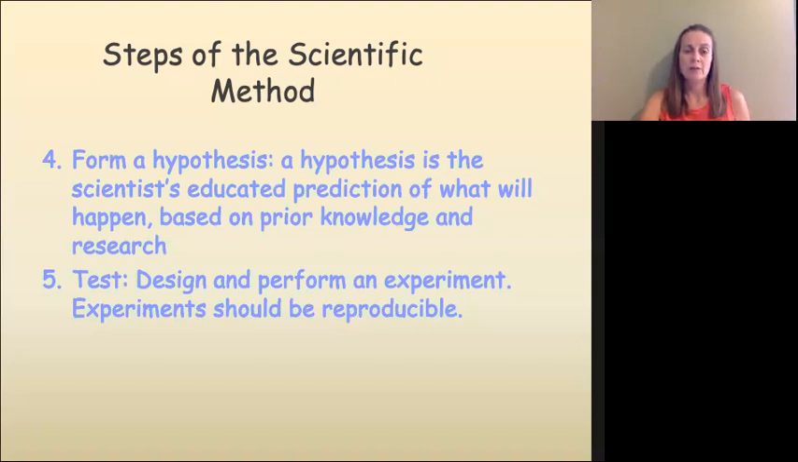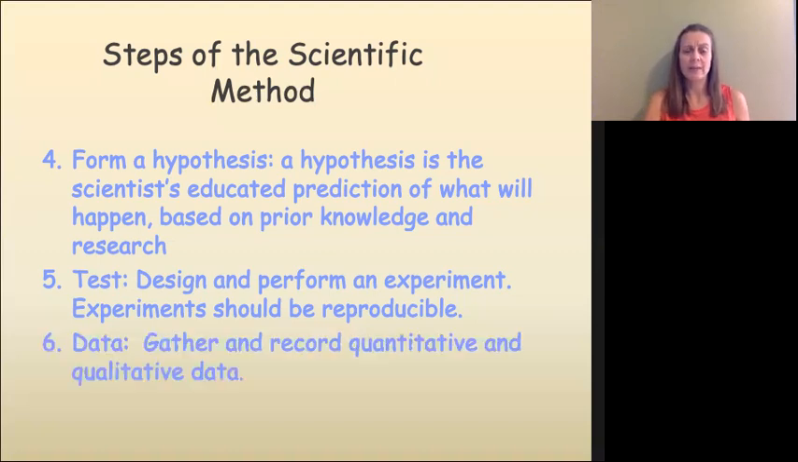Our experiments, for it to be a true scientific method, need to be reproducible. So when we do an experiment, we're always going to have a procedure. And the reason that we have a detailed procedure is so that another scientist or another student can come along and do that experiment and get the same results. If we don't have a clear procedure, that's not going to be possible. As we test, of course, we're going to gather data. That data might be quantitative or it might be qualitative.